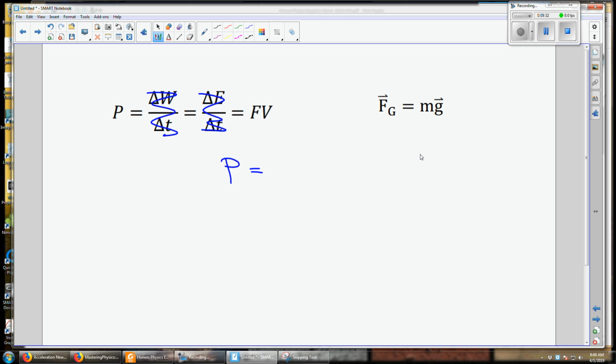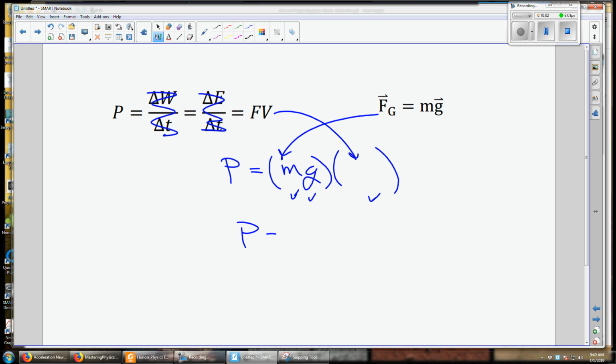So the force that this is going against is my gravitational force, mg. And then my velocity I know. Right? They tell me my velocity. And so in the end I know my mass, I know what planet I'm on, and I know my velocity, that's a check mark on the V. And I want to know my power, that's going to give it to me in watts.